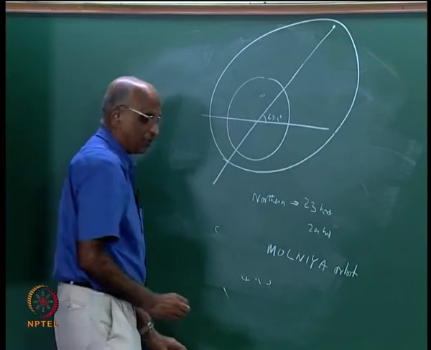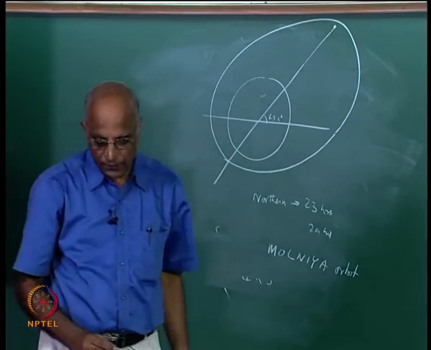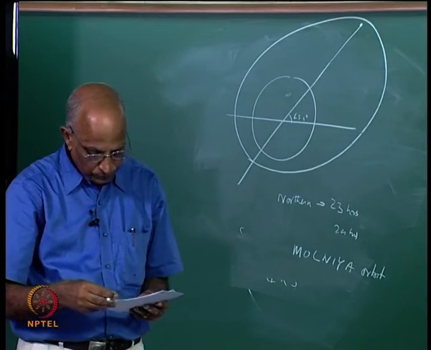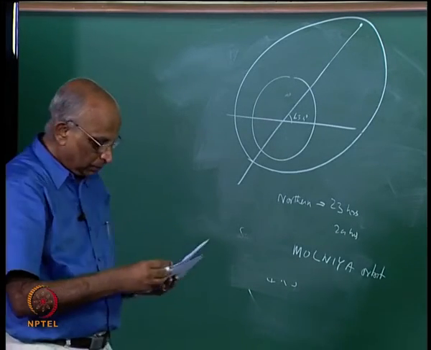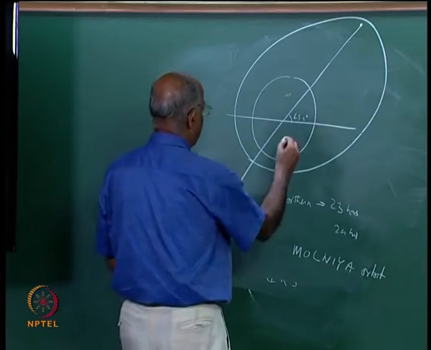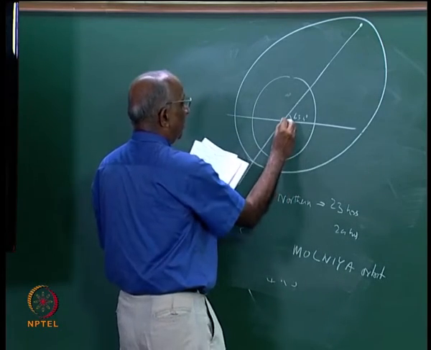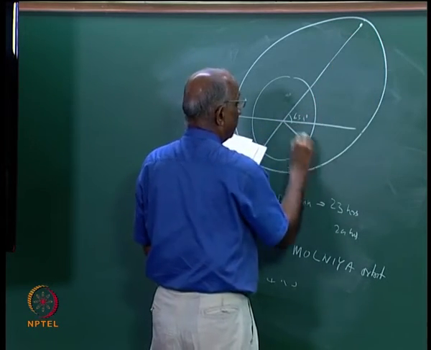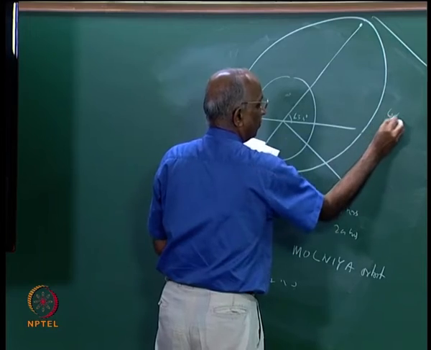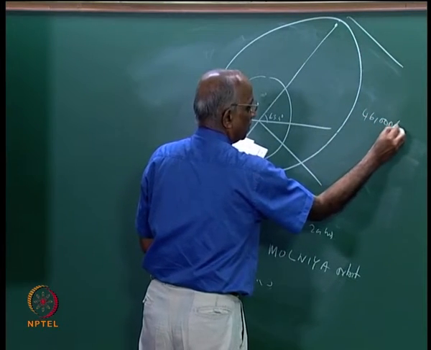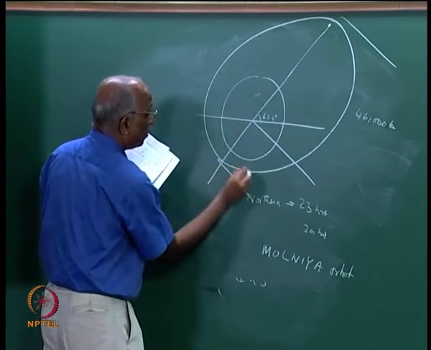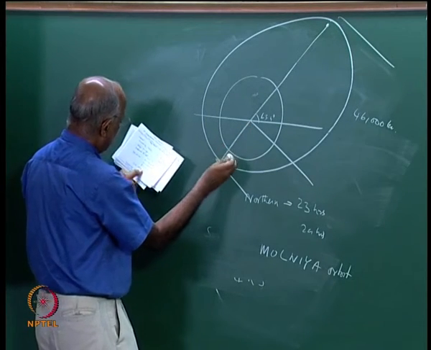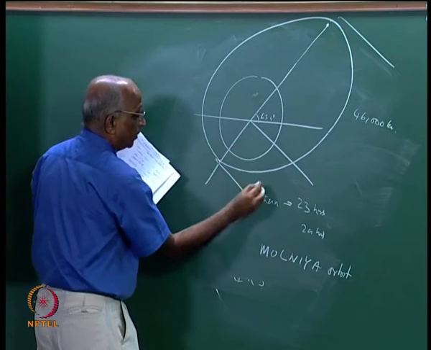It has an inclination of 63.4 degrees, the distance to the topmost point is 46,000 kilometers, and the distance from the center to the nearest point is only 6,800.